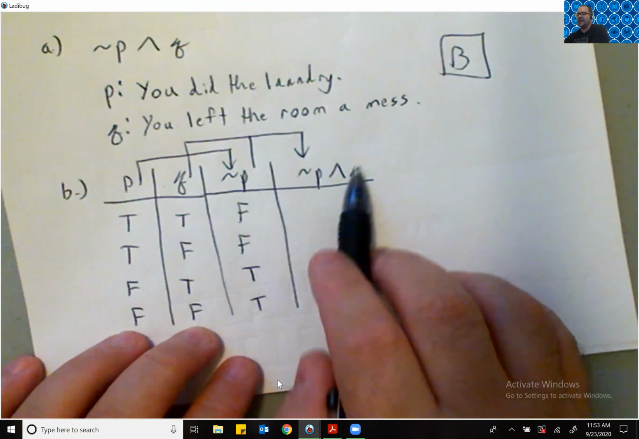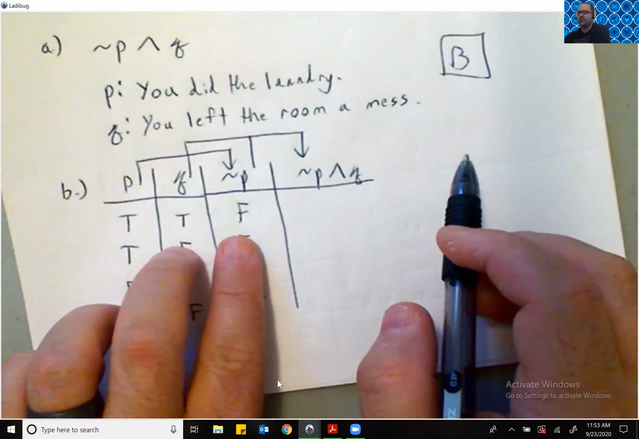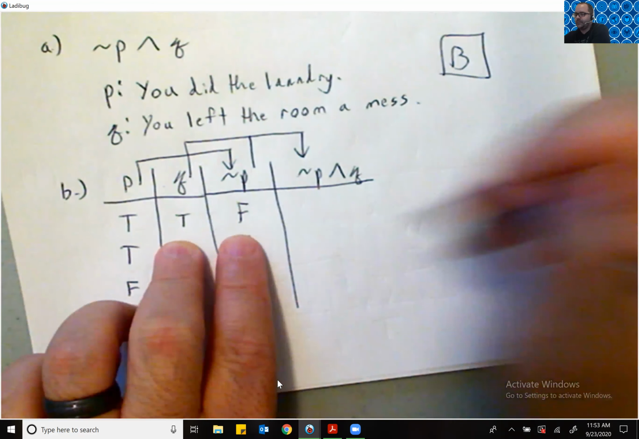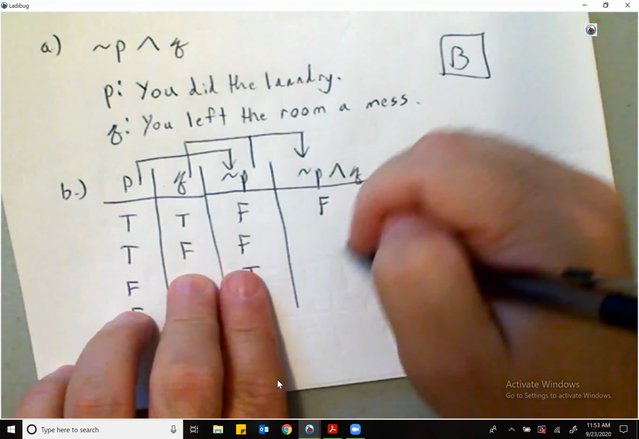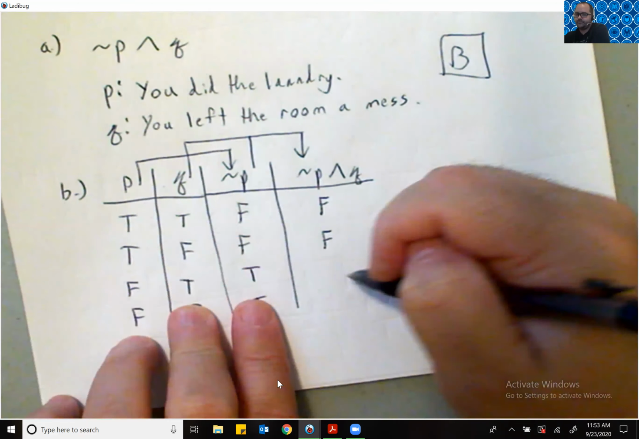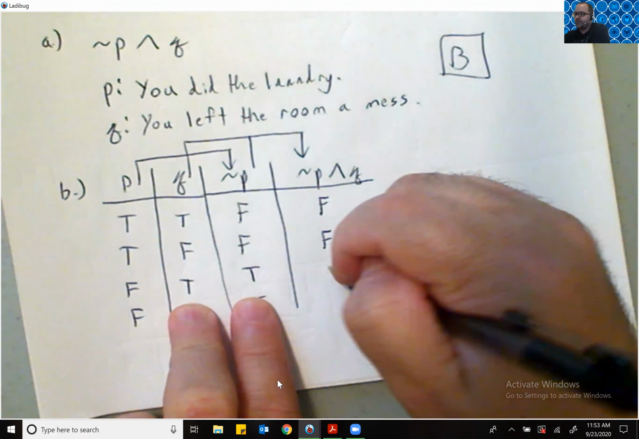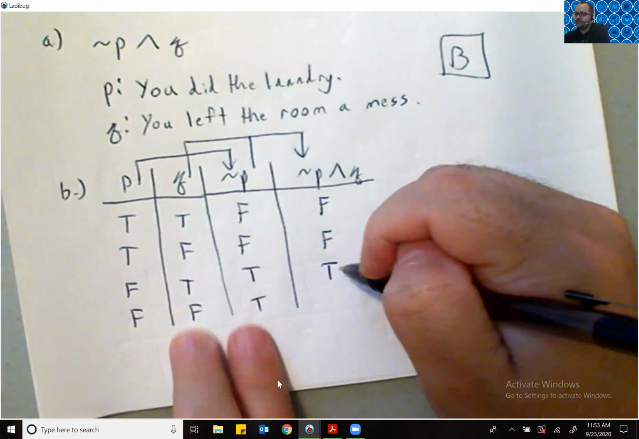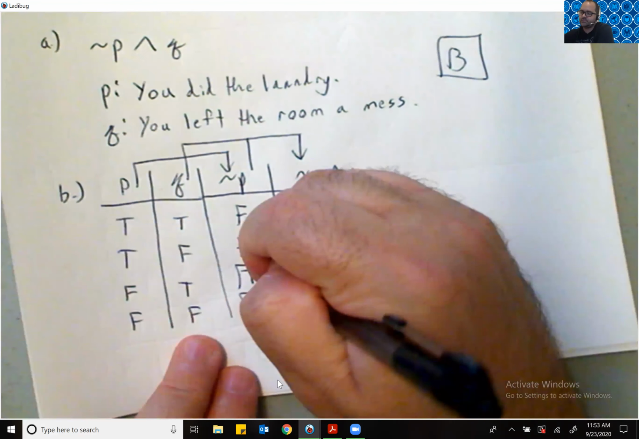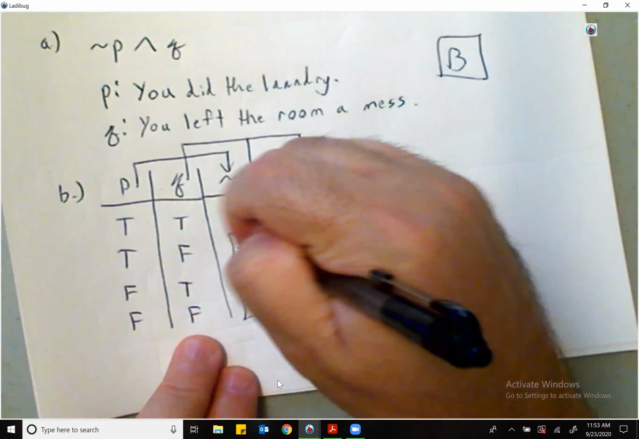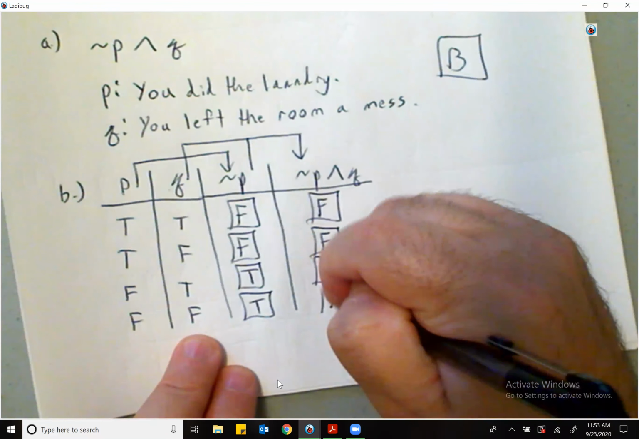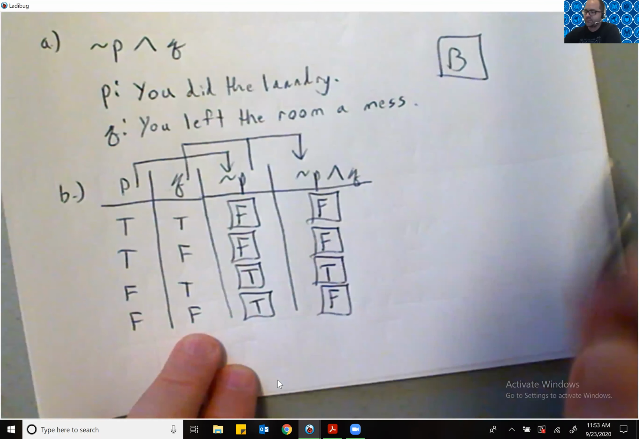So you said ands are only true when both are true. So true, false: false. False, false: false. True, true: true. False, true: false. So now you have all eight of those answers. Okay. And then there's a part C.